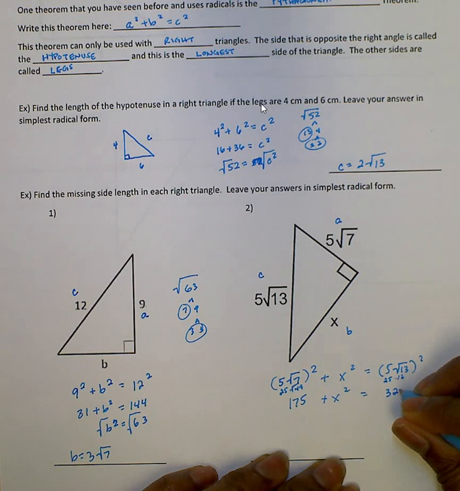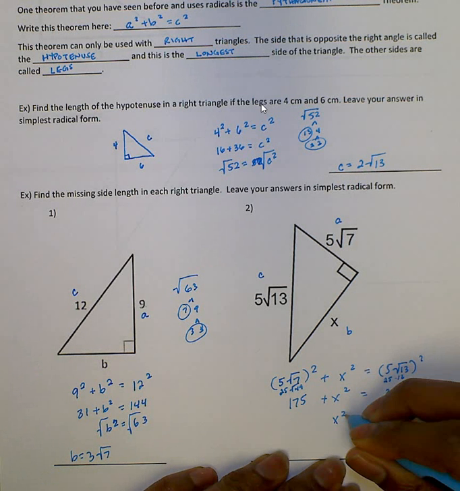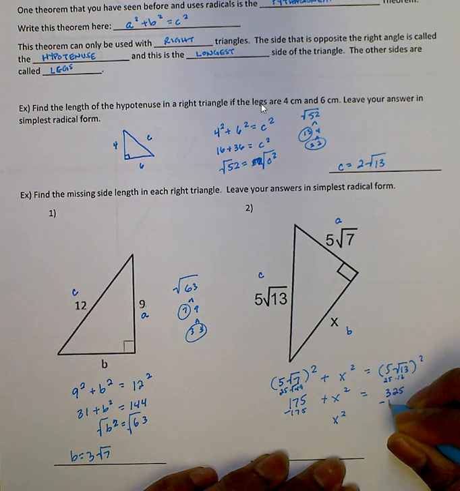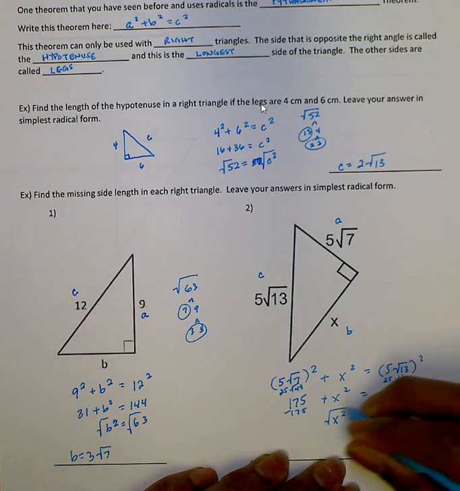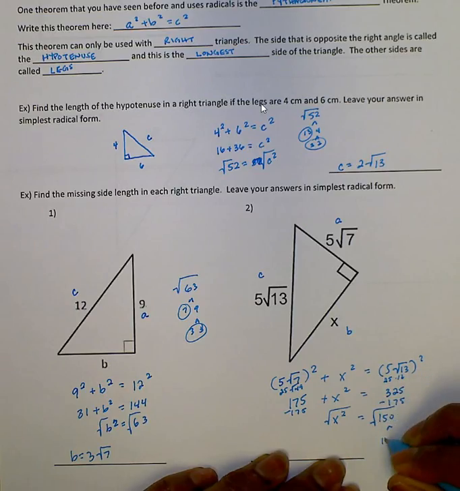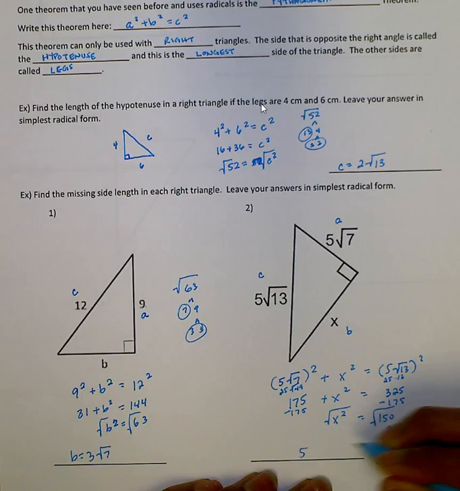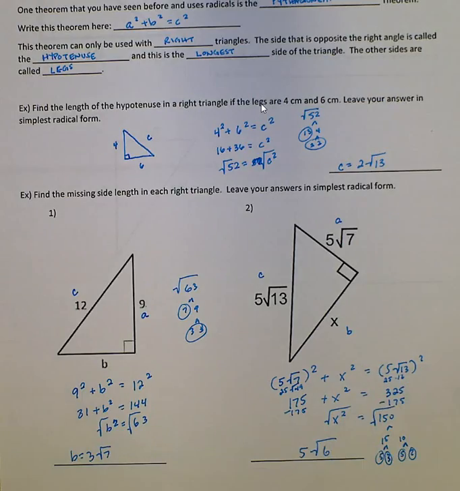And so, now I will subtract 175 from both sides in order to get my number by itself. That gives me 150. And so now to find x, I need to take the square root of both sides. 15 and 10, 5 and 3, 5 and 2. So I have a pair of 5s. That will go on the outside, and then 2 and 3 with no pair, they stay on the inside. Multiply those together, gives us 6. Okay, so that missing side is 5 radical 6. Okay? Alright, more problems on the back.